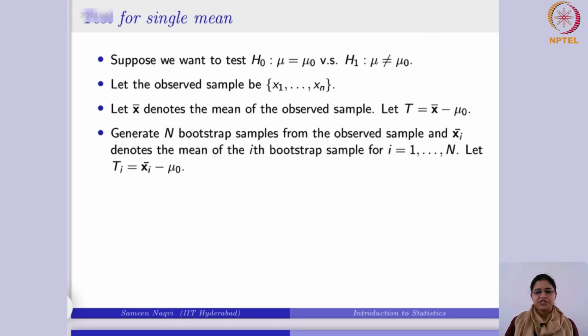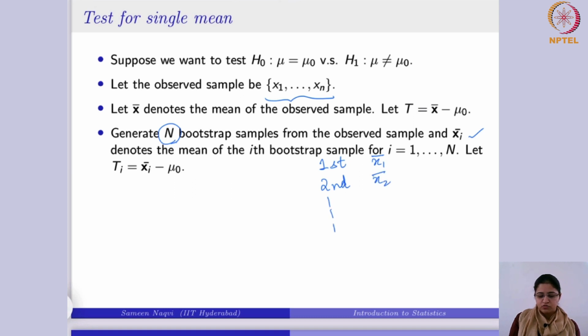Now you will generate n bootstrap samples from the observed sample. From what you have obtained here, you will keep on taking bootstrap samples. It means that you are going to resample with replacement, taking these many samples again and again with replacement. We can denote xi bar as the mean of the ith bootstrap sample. So the first bootstrap sample will have x1 bar, the second bootstrap sample x2 bar, and so on up till the nth one. Suppose n is 100, so you will get x100 bar.